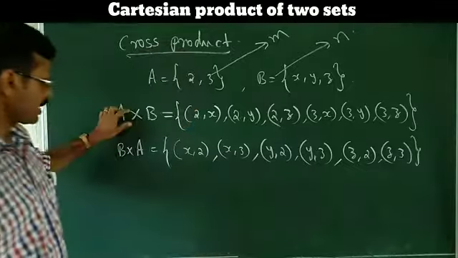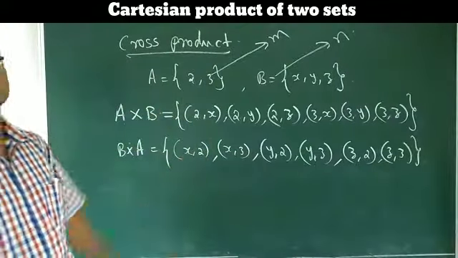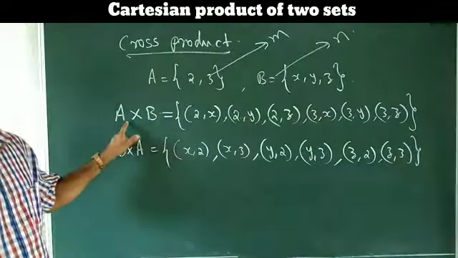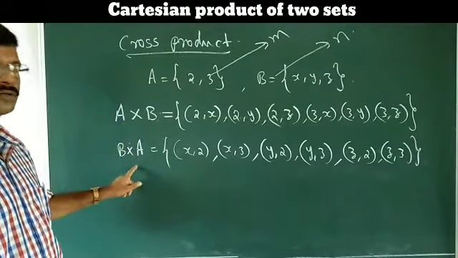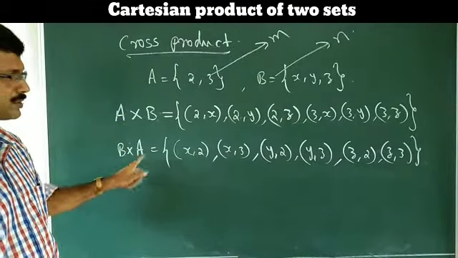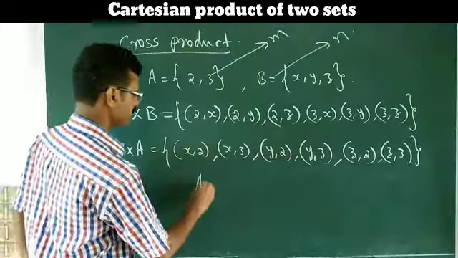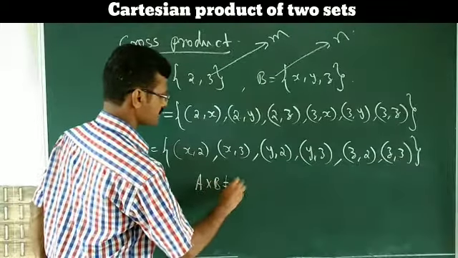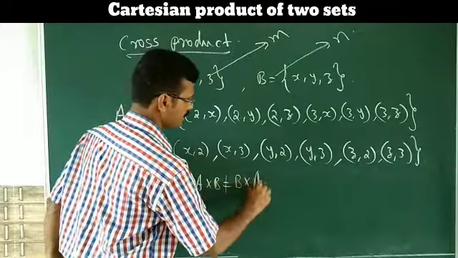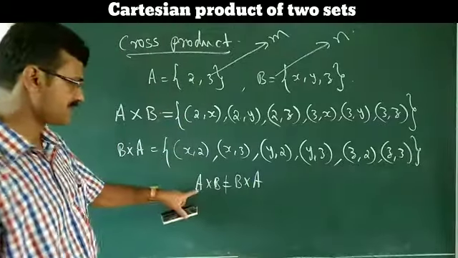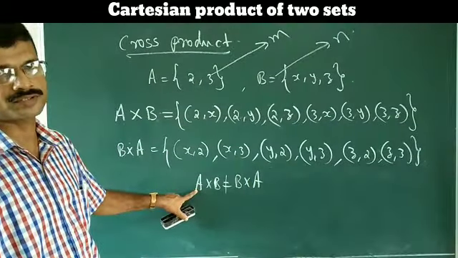Here if you see this A cross B and B cross A are totally different. So that is why we can say that A cross B is not equal to B cross A. From here we can conclude that A cross B is not equal to B cross A. In general, we can say A cross B is not equal to B cross A.